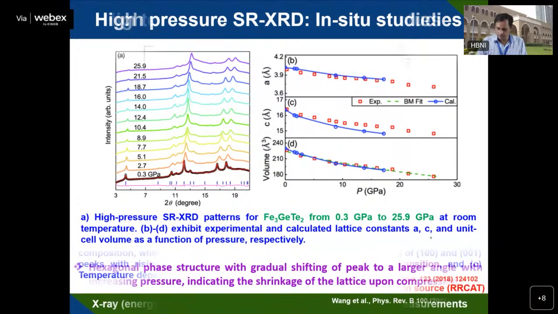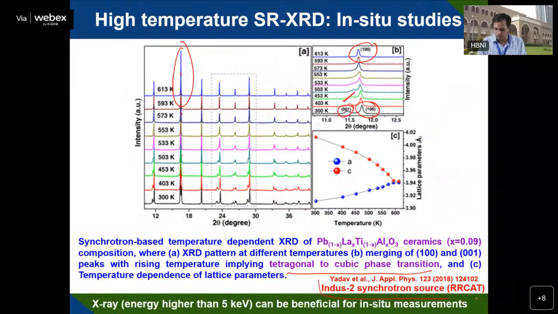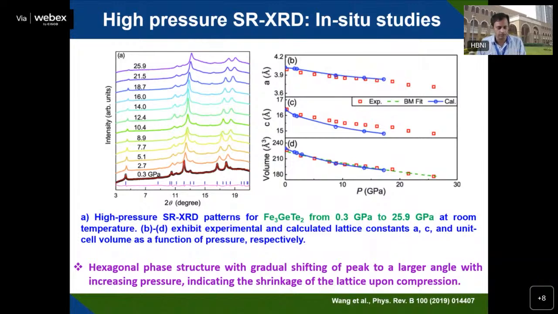And this whole thing was performed using the Indus 2 synchrotron radiation at RRCAT. This is because high energy, energy higher than 500 keV, is beneficial for in situ experiments. So it's quite high energy that you are using.